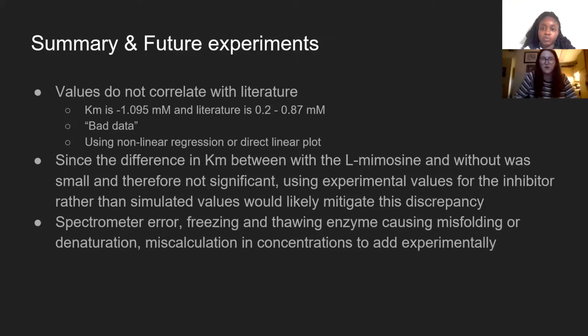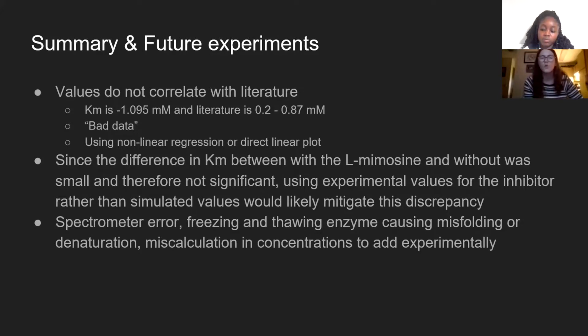Those are significantly different. Some things we were thinking that could contribute to that discrepancy in the data would be bad data that was given to us, or experimental errors, like error in the reading of the spectrometer, repetitive freezing and thawing of the enzyme, which could cause misfolding or denaturation in the tyrosinase, or human error based on us miscalculating the concentrations that we needed to add experimentally that would skew our data.